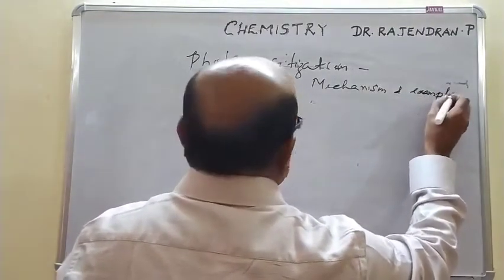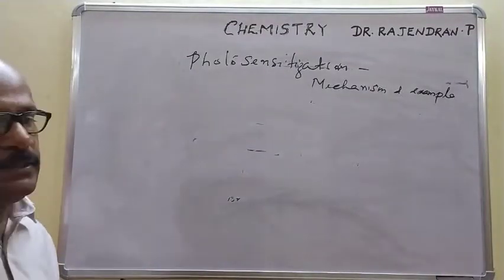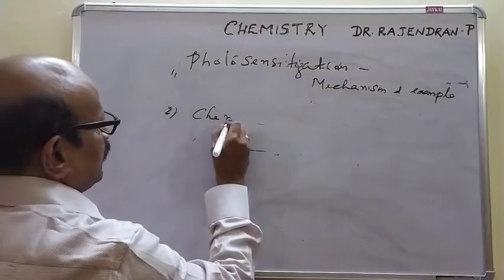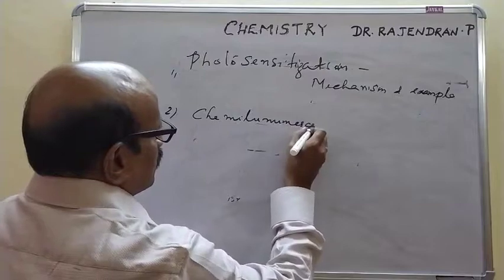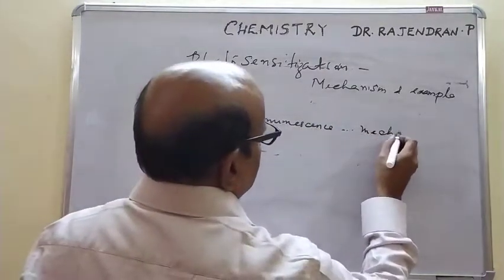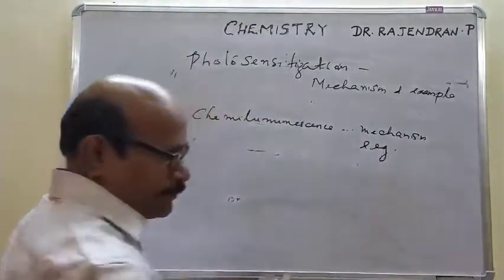So what is photosensitization? What is the mechanism behind it, and give an example. And chemiluminescence: mechanism and example.